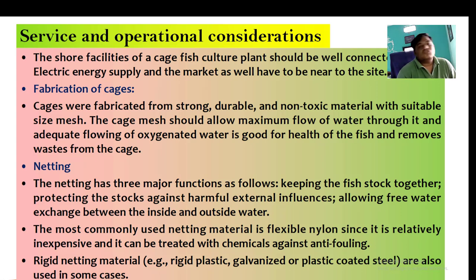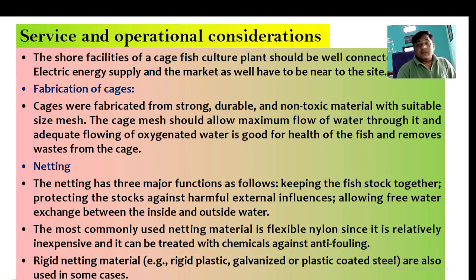Okay, now the fabrication of cages. Cages are fabricated from strong, durable and non-toxic material with suitable size mesh. The cage mesh should allow maximum flow of water through it, and adequate flow of oxygenated water is good for the health of the fish and removes waste from the cage.